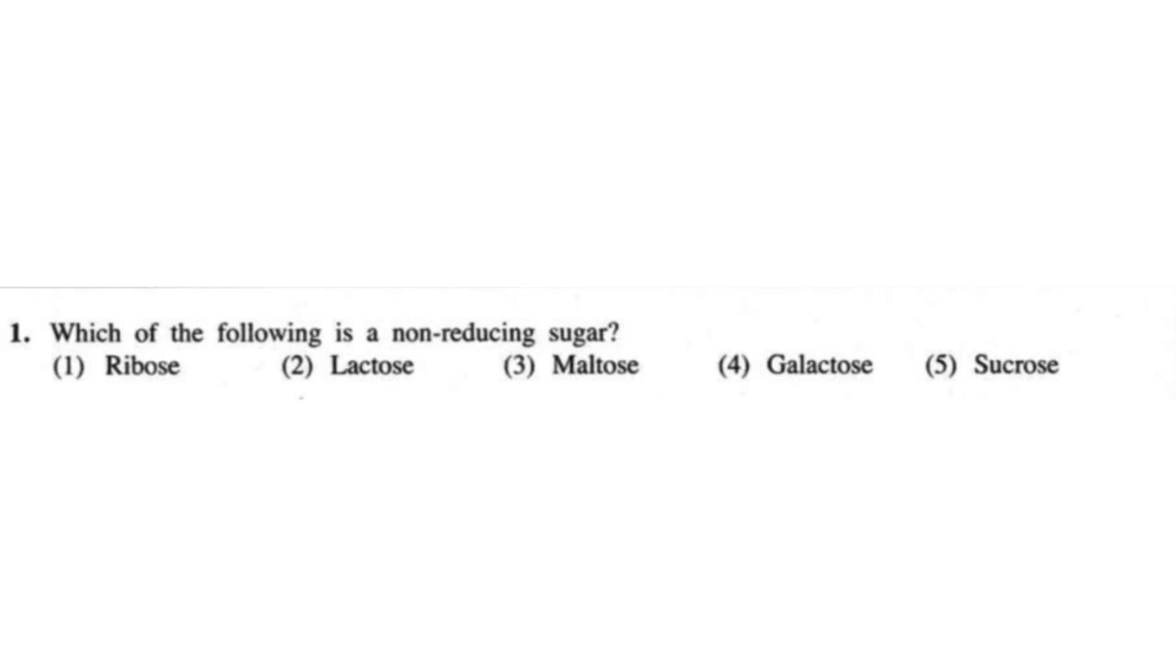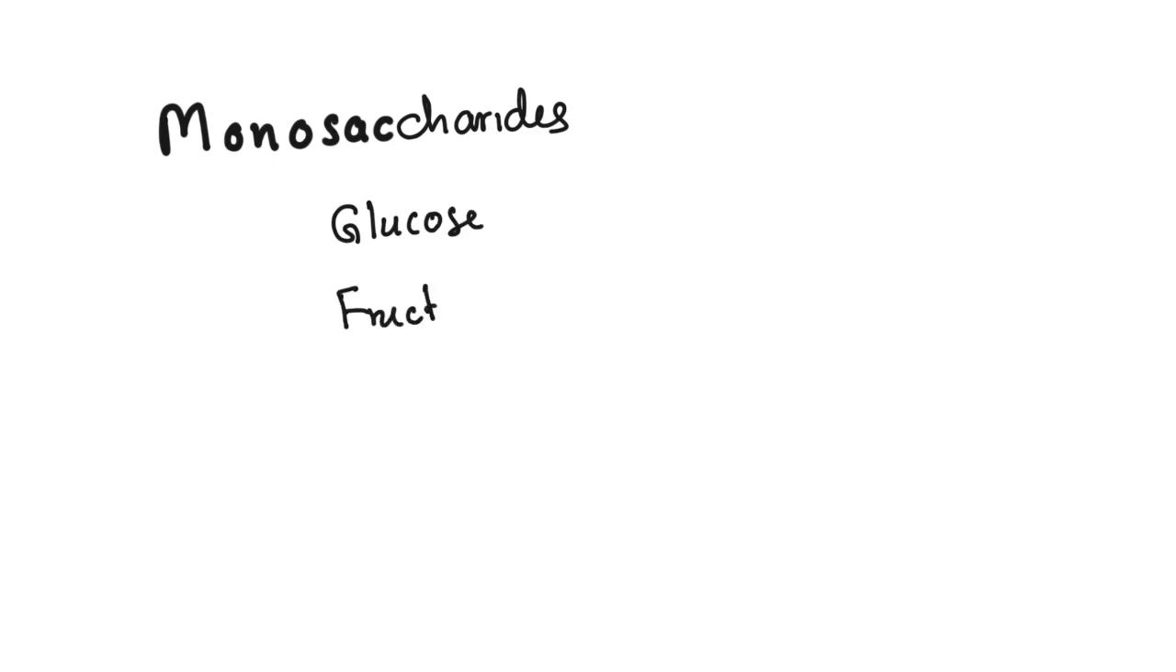To find the answer for this question, we first have to know what reducing sugars and non-reducing sugars are. When we learn monosaccharides, we learn 3 monosaccharides: glucose, fructose and galactose. When these monosaccharides form bonds with another monosaccharide, they form disaccharides.